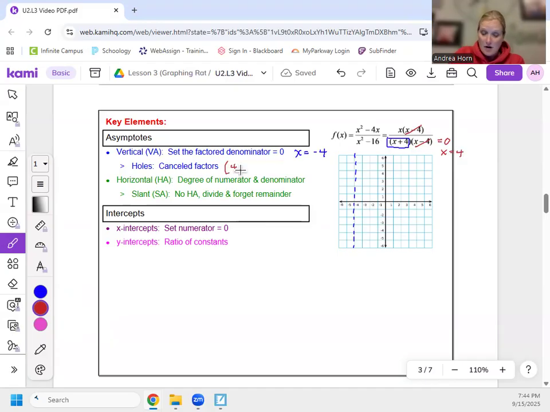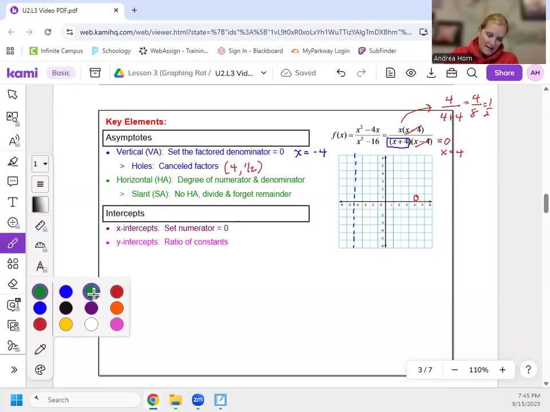To figure out our y, remember we plug it into the simplified version. If I plug 4 into the simplified version, I have 4 over 4 plus 4, in other words 4 over 8, which is 1/2. So the hole is at (4, 1/2). I'm going to go to 4, go to 1/2, and put a little hole there.